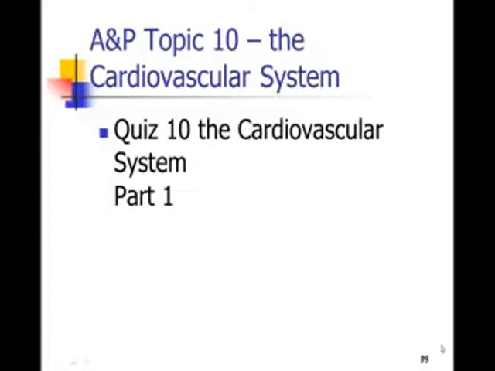Good morning. We're going to continue on with the second part of the cardiovascular system.